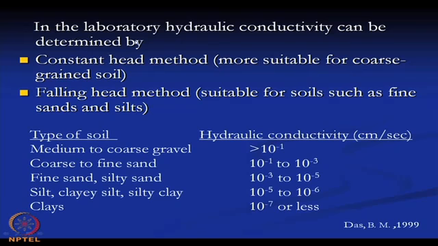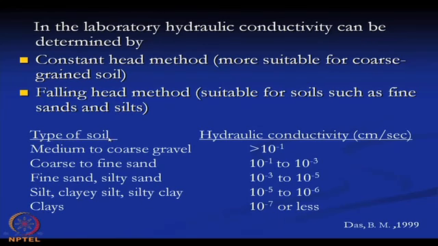Now, in the laboratory, hydraulic conductivity can be determined by two methods. One is the constant head method, more suitable for coarse-grained soil, and the other is the falling head method, suitable for soil such as fine sand and silt. So, the constant head method is not suitable for fine soil, that is the falling head method. Now, in the field also we can determine the hydraulic conductivity of the soil. These two are the lab tests that we are discussing here.